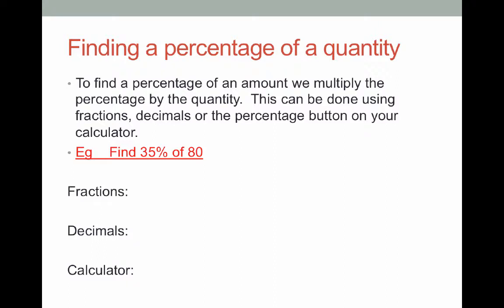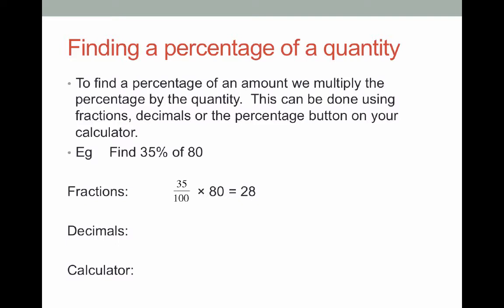Using fractions, I would have to put 35% into my calculator, and to do that, I use 35 out of 100. Of is short for lots of, so then I would be timesing by 80, and that would give me my answer of 28. 28 is 35% of 80.